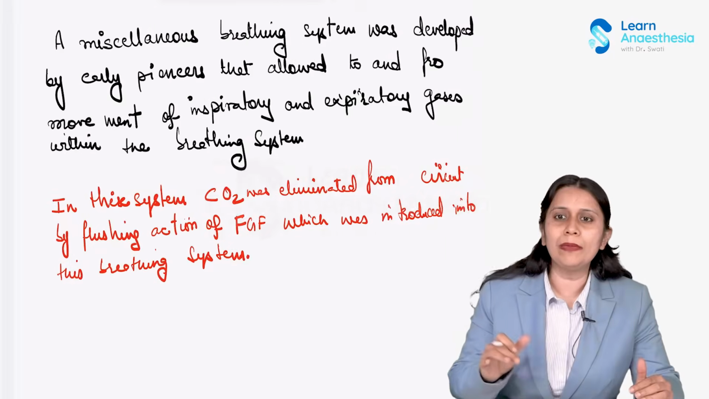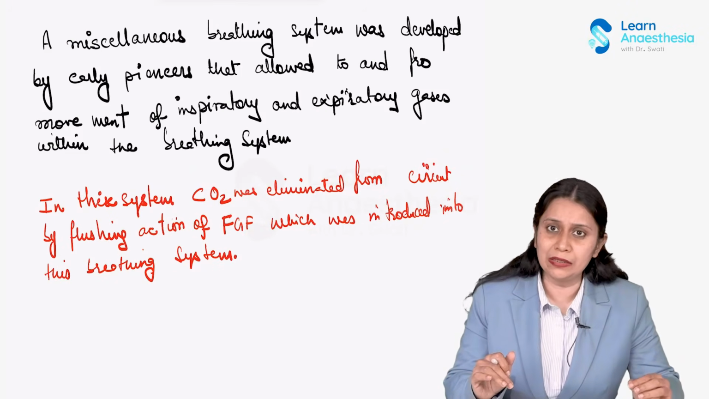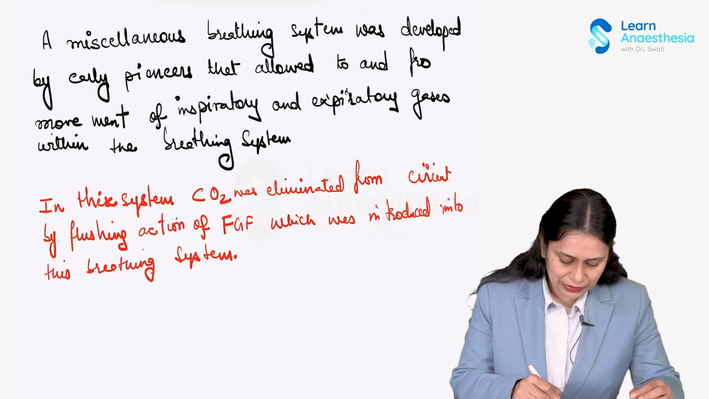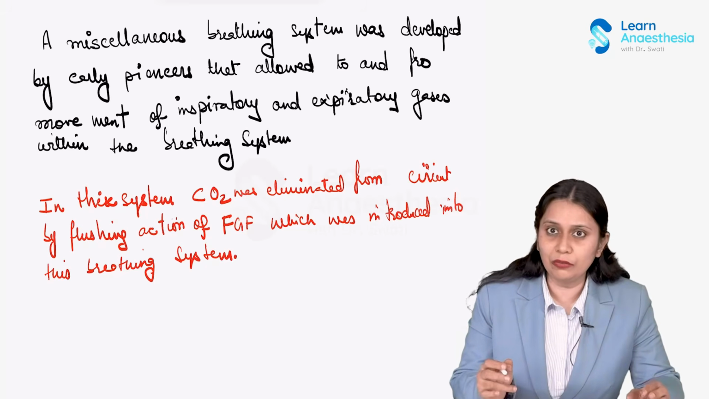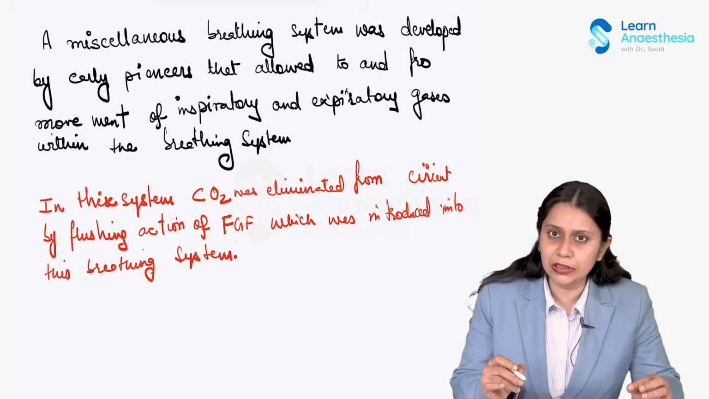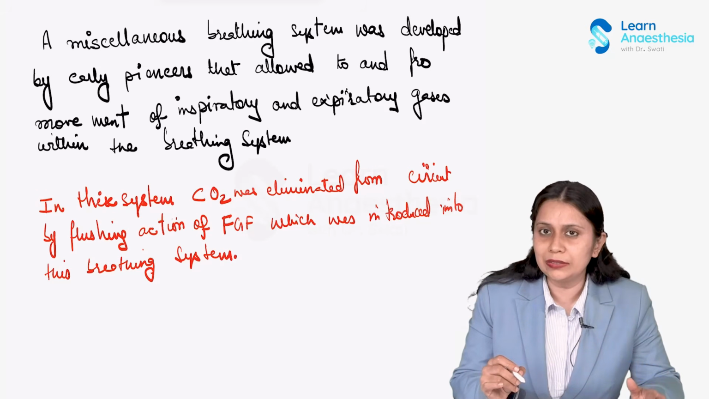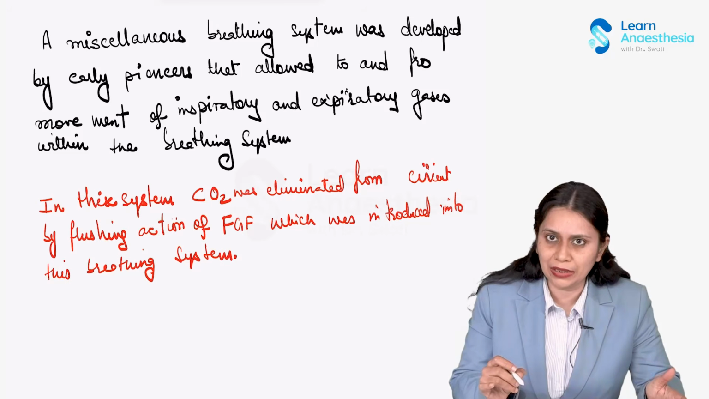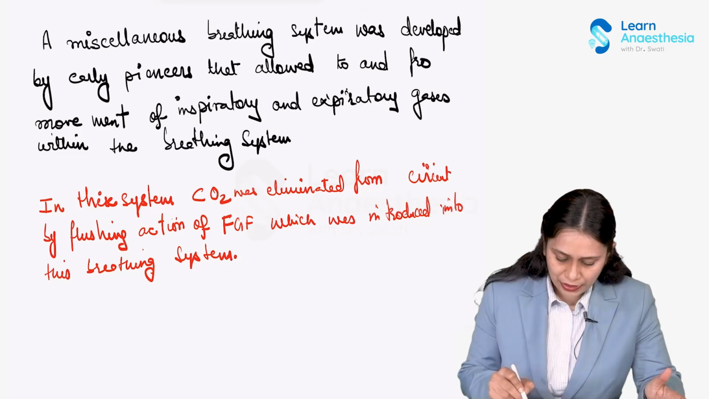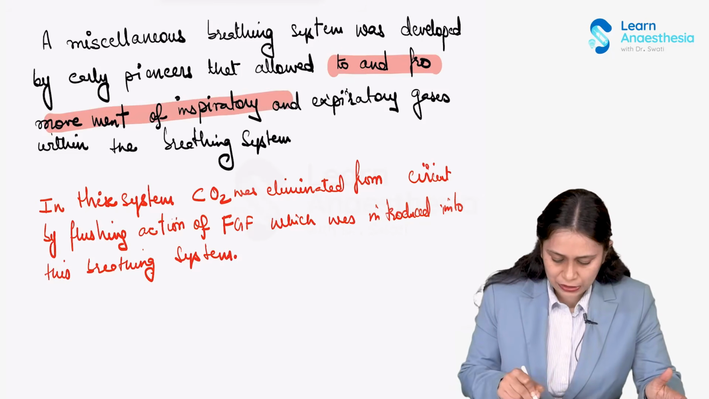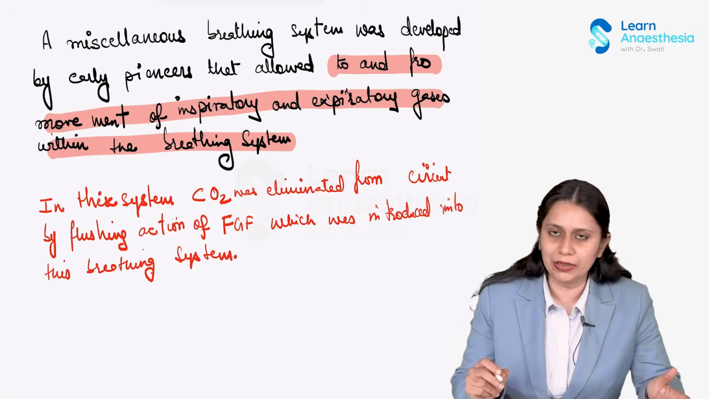Now, what is the common feature of these circuits? These circuits are miscellaneous circuits which were designed by some early pioneers, and they all had a common feature, that was to and fro movement of inspiratory and expiratory gas in the circuit. So, there was to and fro movement of inspiratory and expiratory gases within the circuit. This was the common thing in the circuit.